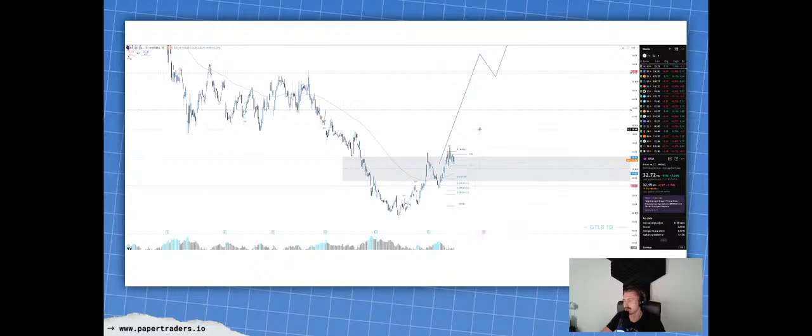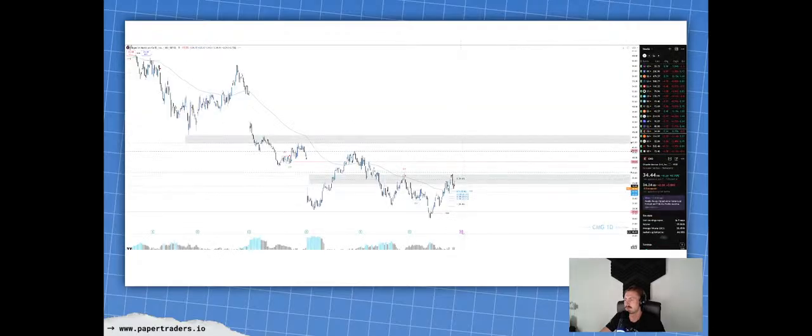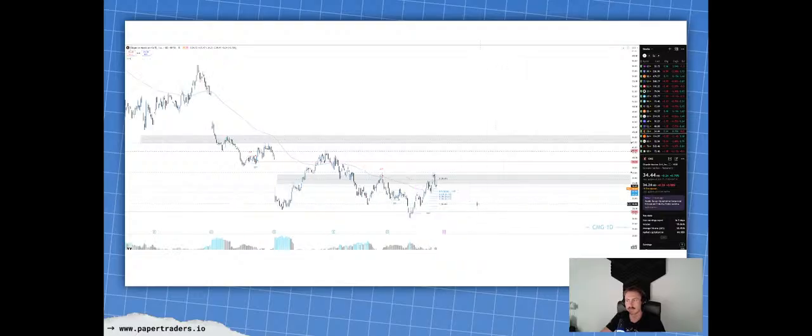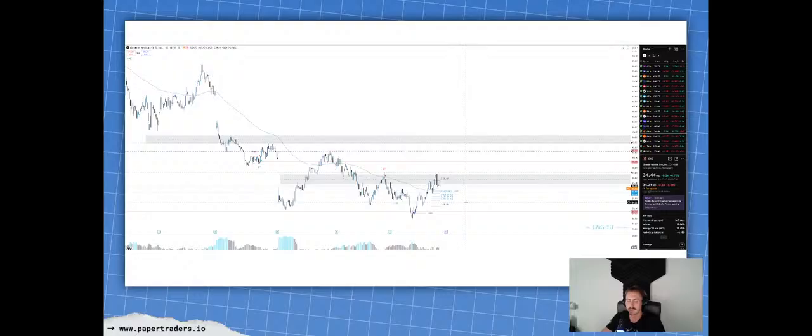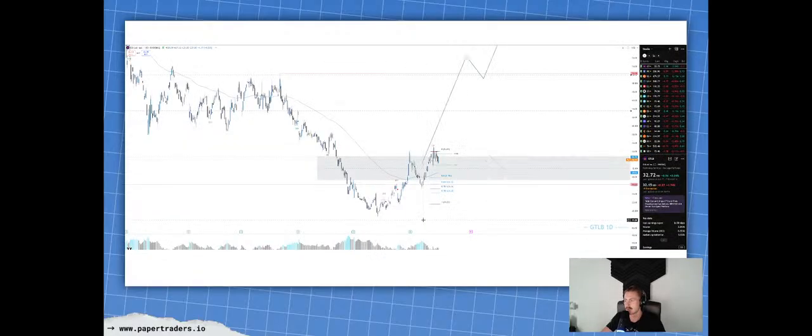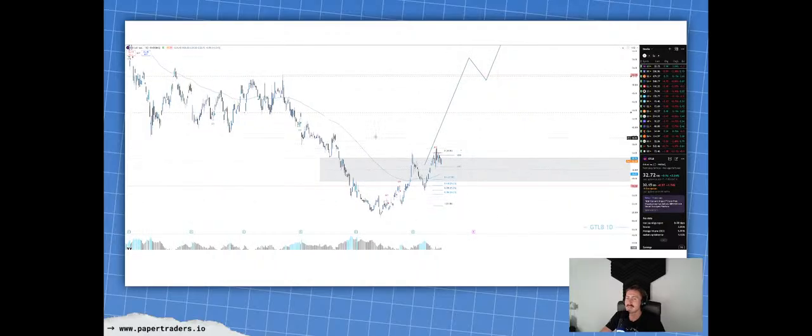Would need to see above this consolidation. CMG. Let's see what about Chipotle. July 26th. June, July, Wednesday, July 29th. Wednesday the 29th is when Chipotle. So next week Chipotle is reporting. GTLB. When do we have earnings on this guy? September 28th. Okay. So let's see what we got going on with these stocks.